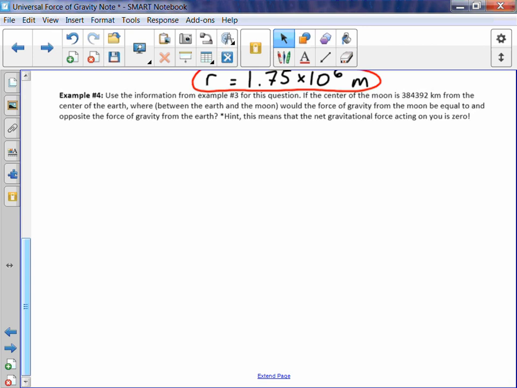Between the Earth and the Moon. It says, I really believe, that's the point where the Earth's gravity and the Moon's gravity are not acting on it.